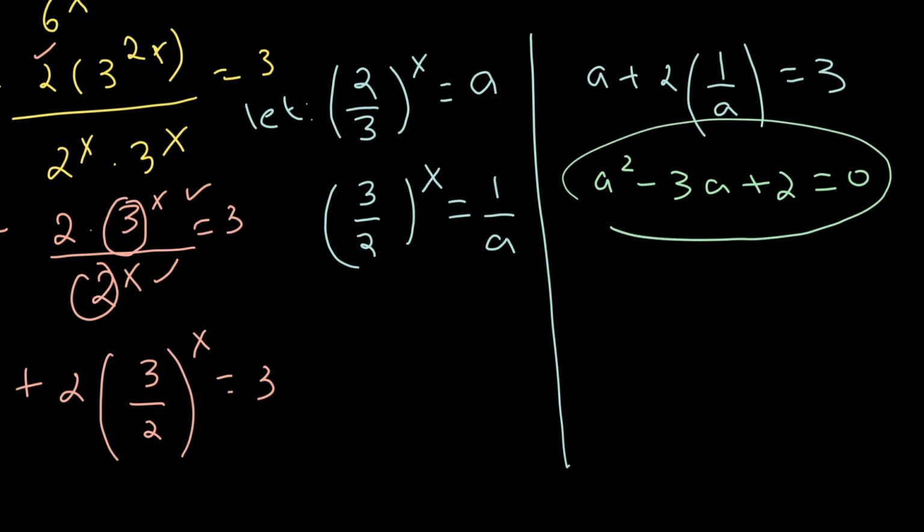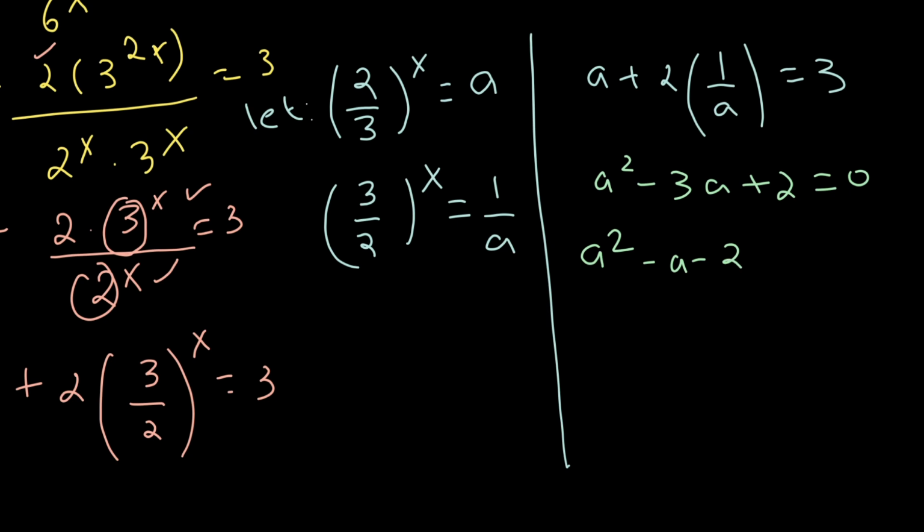So here we have a quadratic equation. You can use the quadratic formula to solve this, or else you can use the factorization method. I would like to go with the factorization method because it is very simple here. All we need to do is break down negative 3 times a as negative a, negative 2 times a, and plus 2 as it is. You can see that we simply split negative 3 times a as negative a, negative 2 times a.